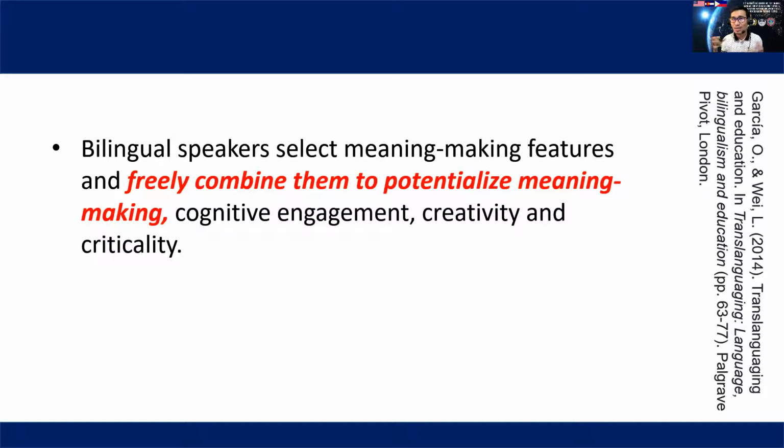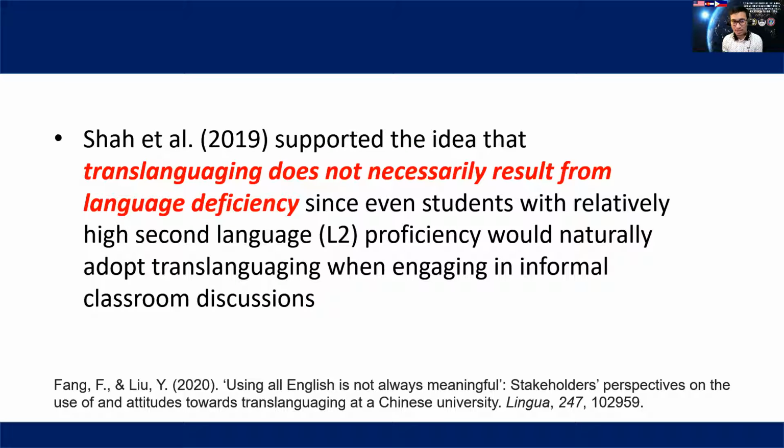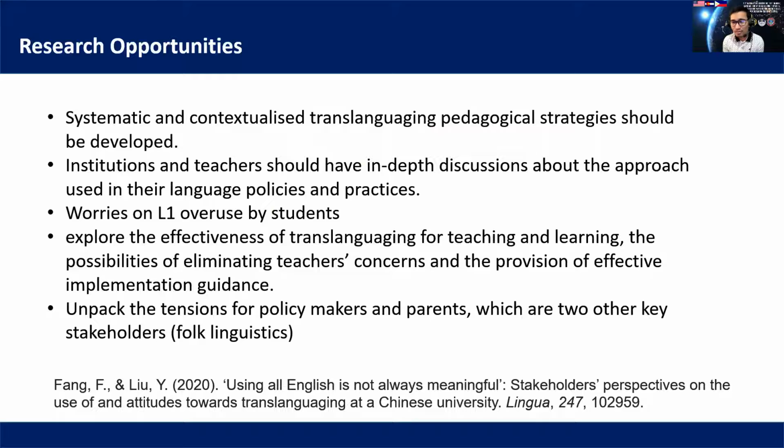So you'll be utilizing all your linguistic repertoires, okay, or all your linguistic potentials, in order to make meaning of something that you would like to. According to Shah and others, 2019 supported the idea that translanguaging does not necessarily result from language deficiency, since even students with relatively high second language proficiency would naturally adopt translanguaging when engaging in informal classroom discussions. You see that? So it's not actually bad. So what are the research opportunities?